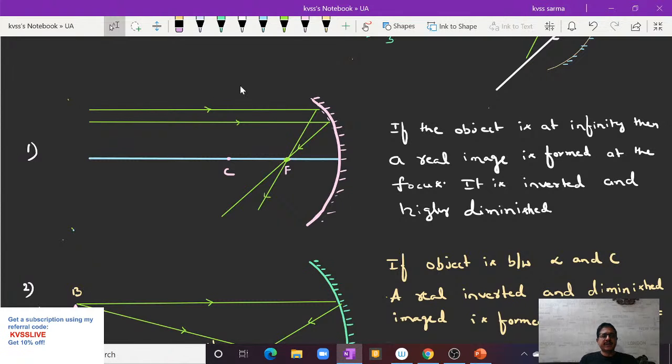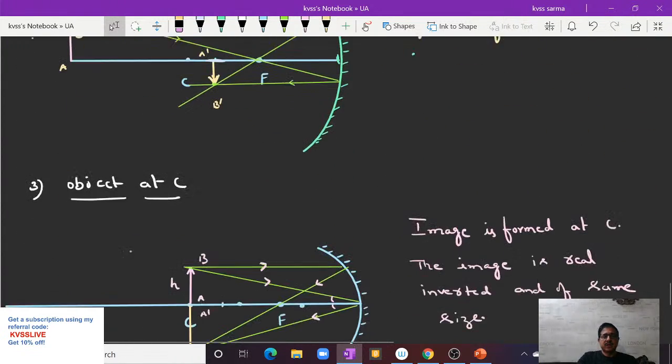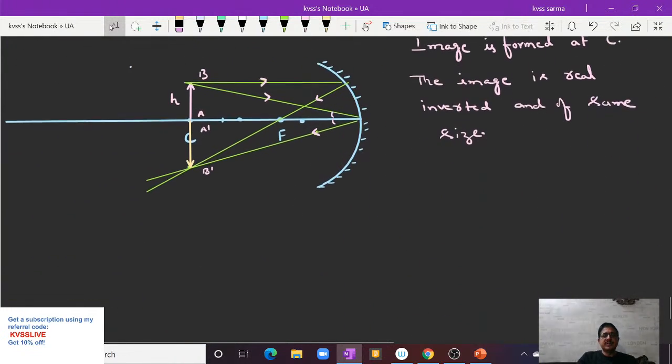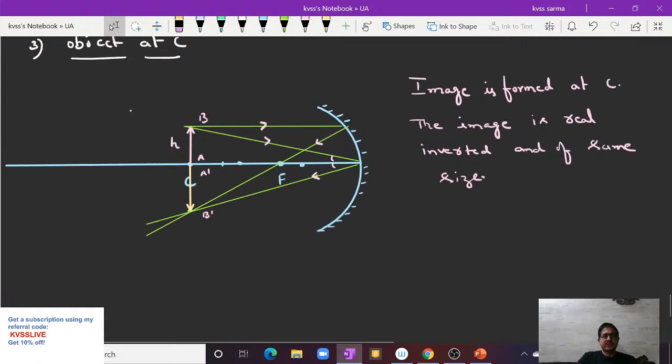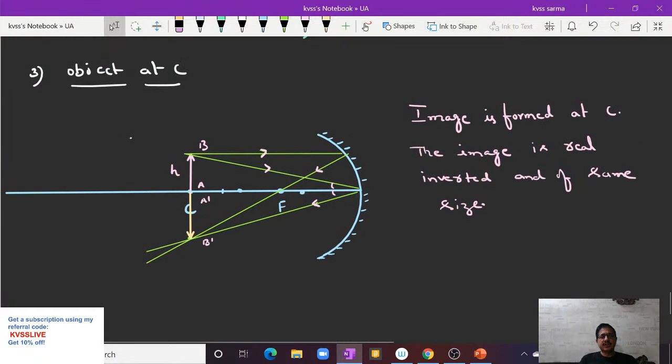Object is at infinity initially. Image is formed at the focus. For a point object, the image is a point-size image. Even for an object of definite size, the image is very diminished, highly diminished. And now, the fourth case is object between center of curvature and focus. This is object at center of curvature. Image is also formed at center of curvature. The image is real, inverted, and of the same size.